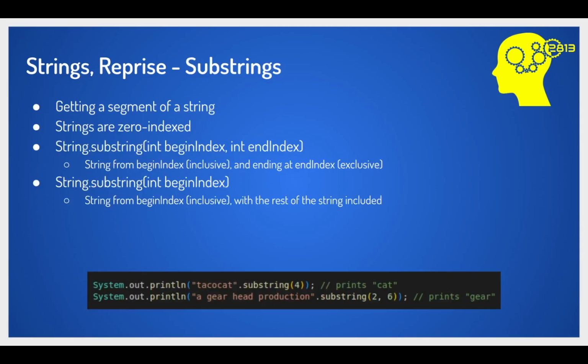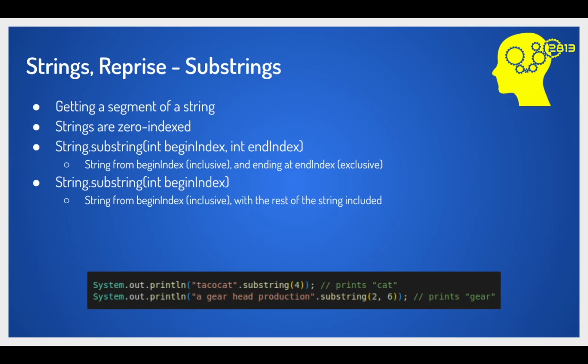You can also get parts of a string, which is called a substring. One thing to keep in mind is that strings are 0 indexed, which means that the first character in a string is actually going to be index 0 and not 1. And you can get substrings in 2 different ways.